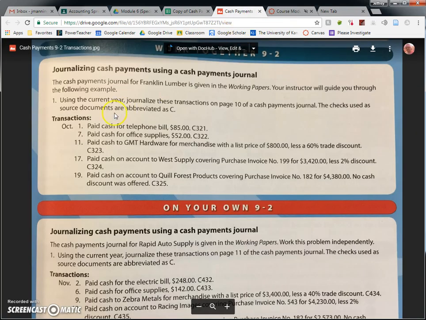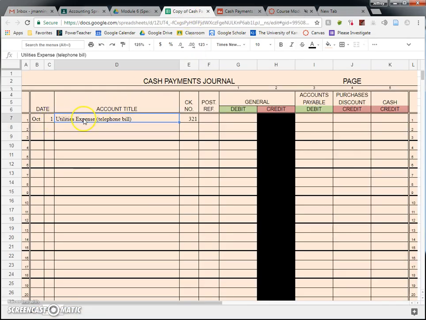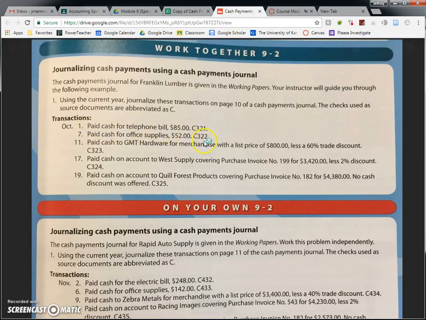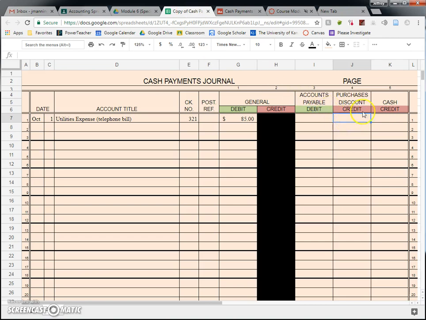Okay, so let's get back to our original October 1st transaction of paying our telephone bill, $85. So we have recorded that this is a utilities expense. We're not paying back somebody for money that we had borrowed. We are paying our telephone bill. So it's going to be a general debit of $85. The accounts payable debit is going to stay blank because we're not paying anybody back for money that we borrowed on account. We are not receiving a discount on this transaction. It does not say anything about us getting a discount on our telephone bill. So this also stays blank. And then finally, cash credit is the amount of cash that we are actually spending. And in this case, it's the full $85. And that's the end of that transaction.